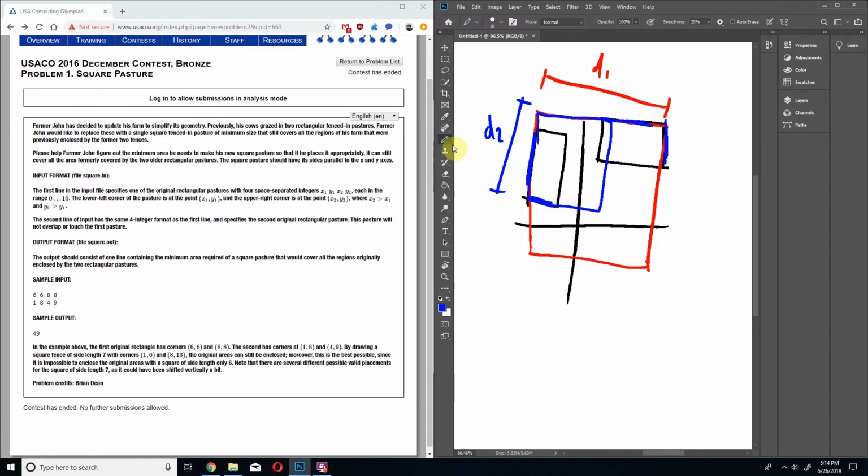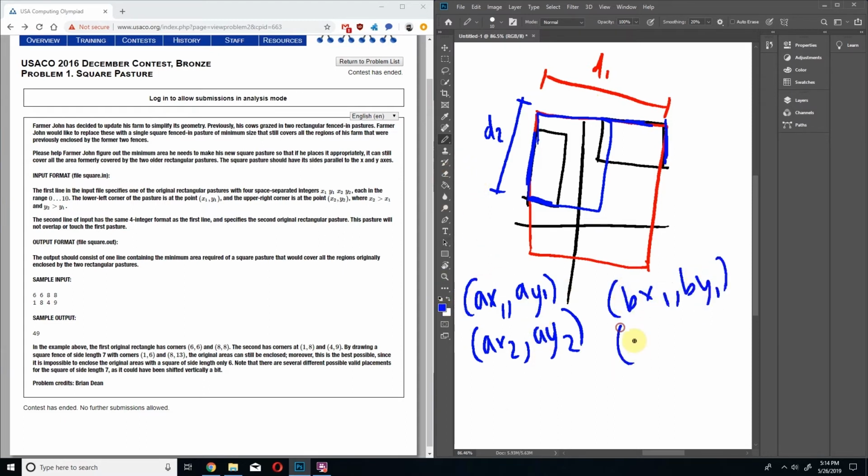So let's write down what we're given. We're given, for rectangle A, an x1, y1, x2, y2. So we have ax1, ay1, ax2, and ay2. Similarly, we're given bx1, by1, bx2, and by2.